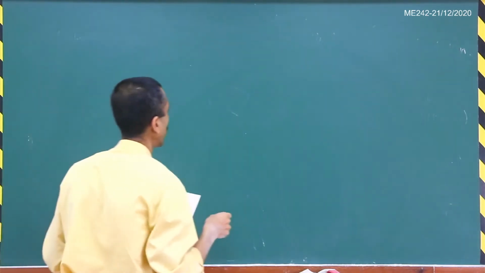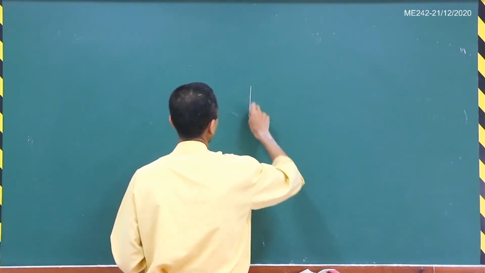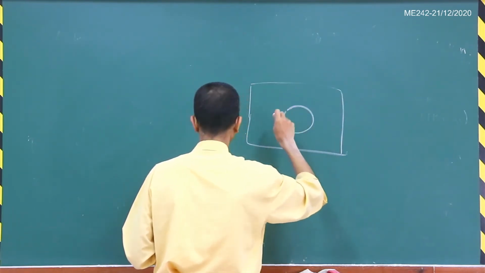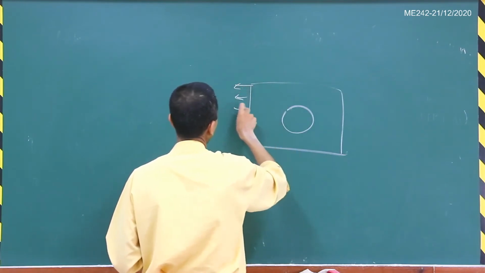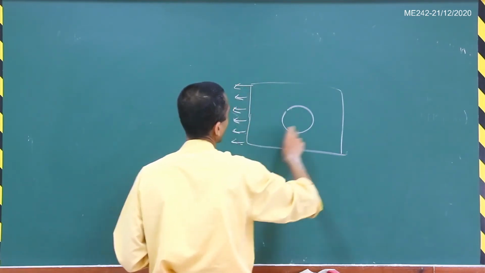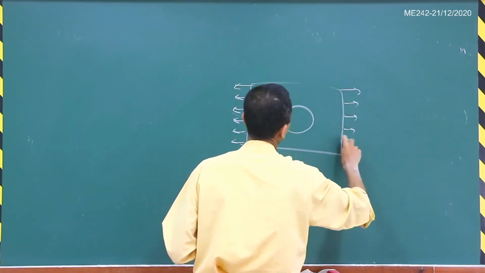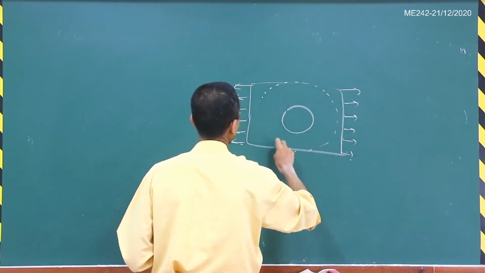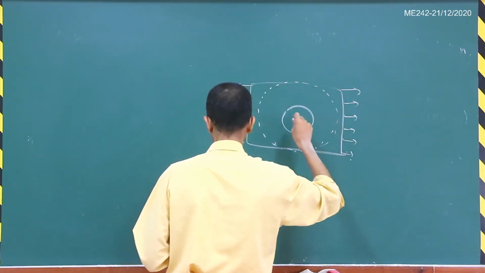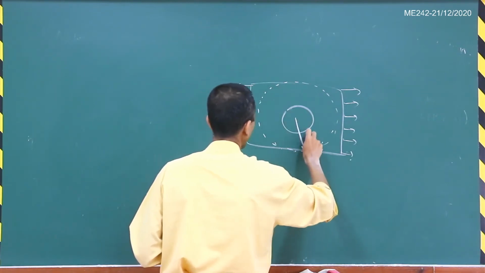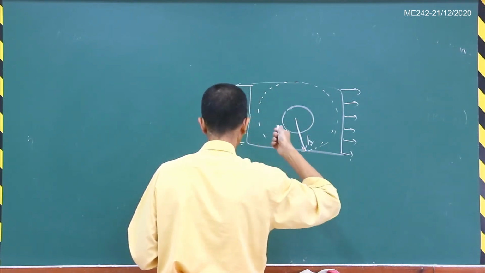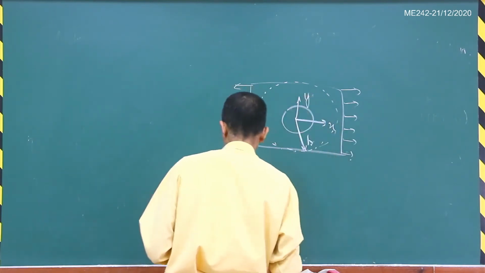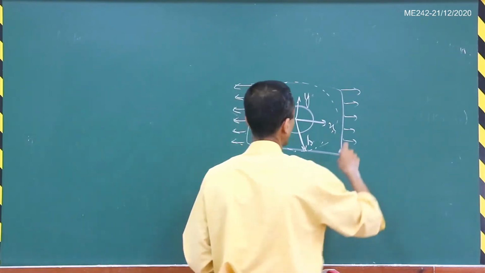Now we are going to look at this particular problem here. Suppose there is a very large plate with a hole here, and we are subjecting this plate to this unidirectional load here, like this. Let us draw this circle here, radius b, and this is your x-axis, this is your y-axis, and let us call this S here.